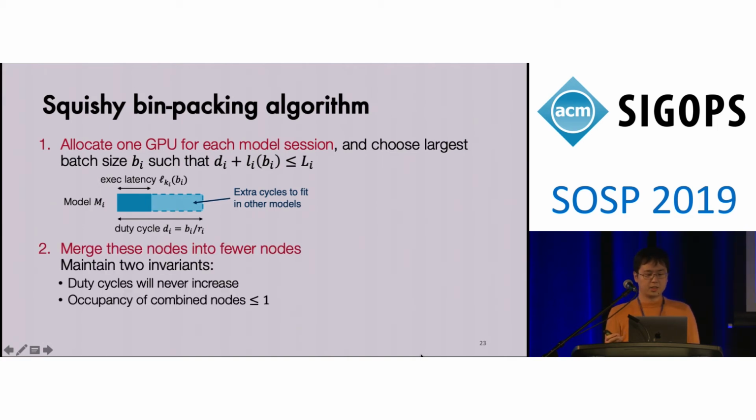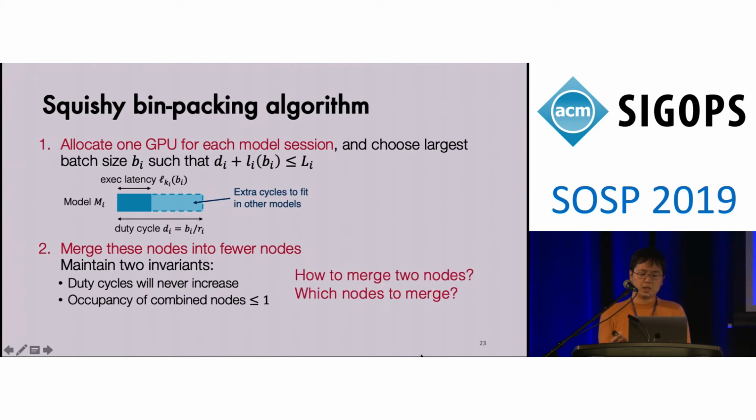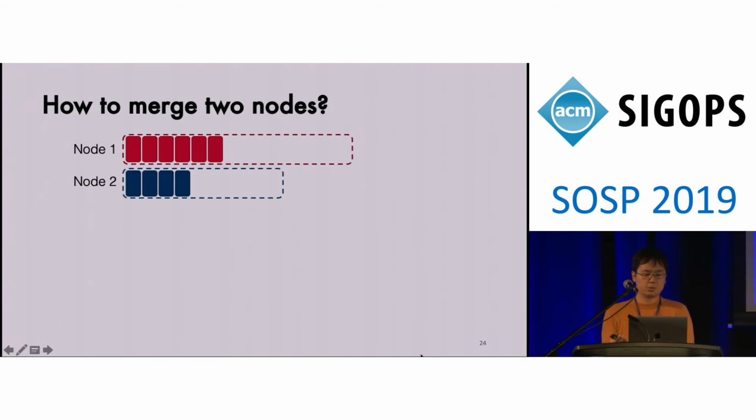In the second phase, we start to merge these nodes into fewer nodes. During this process, 2 invariants need to be maintained for correctness. First, the duty cycle will never increase, as we already used the largest one in the beginning. And second, the occupancy of combined nodes should never be greater than 1. The remaining questions we need to address are how we should merge 2 nodes, and which nodes we choose to merge. Let's first look at how to merge 2 nodes.